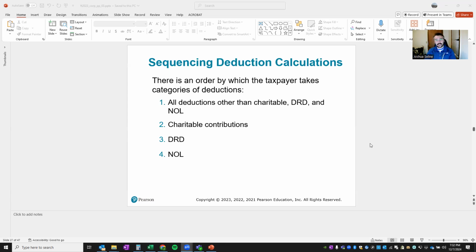And finally, sequencing the deductions. So there's an order by which the taxpayer takes the categories of deductions. So all your Section 162 deductions, right? That's all deductions other than charitable, DRD, and NOL. And then you do charitable contributions. Then you do your dividend received deduction. And then finally, you get your net operating losses that are carried back, or they'd have to be carried forward if we're talking current year.